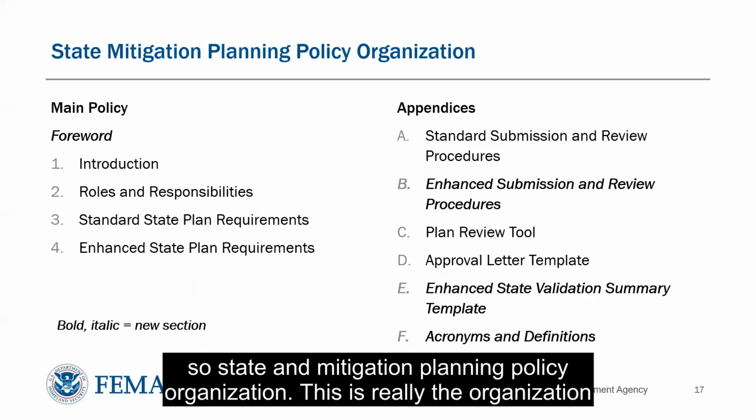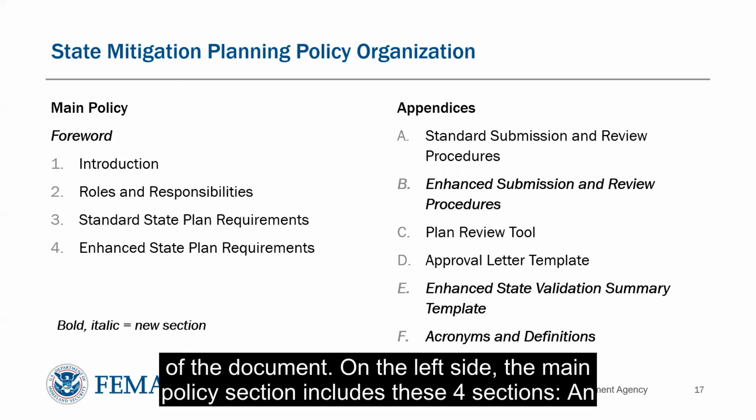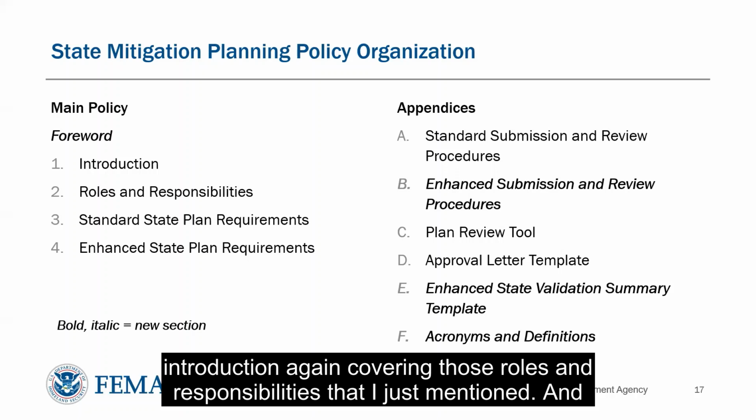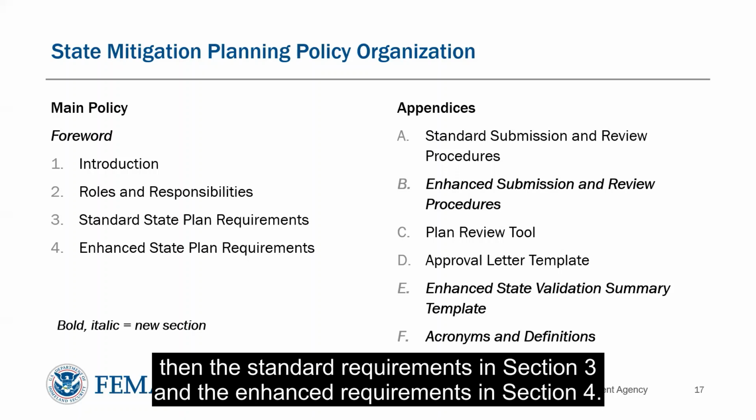Okay, so state and mitigation planning policy organization. So this is really the organization of the document. On the left side, the main policy section includes these 4 sections, an introduction, again, covering those roles and responsibilities that I just mentioned, and then the standard requirements in section 3 and the enhanced requirements in section 4.